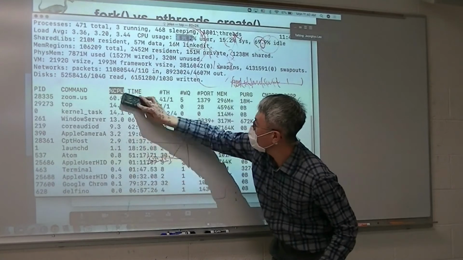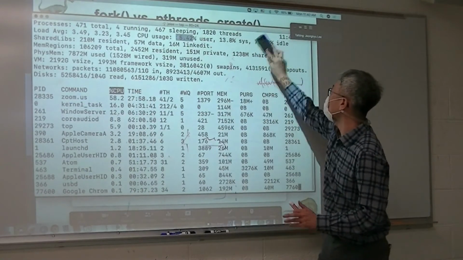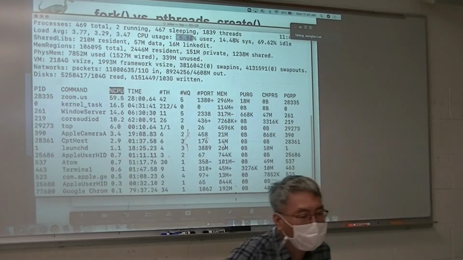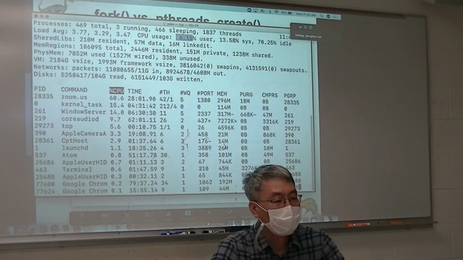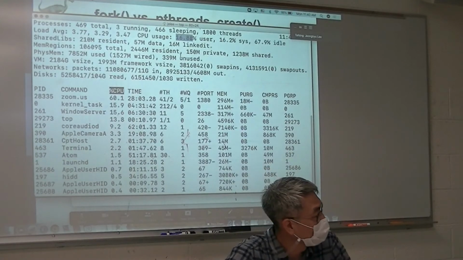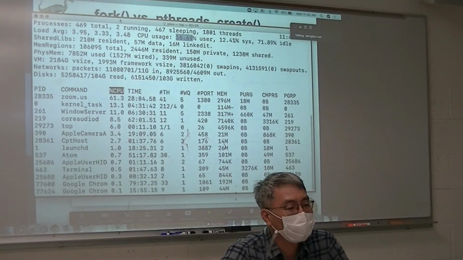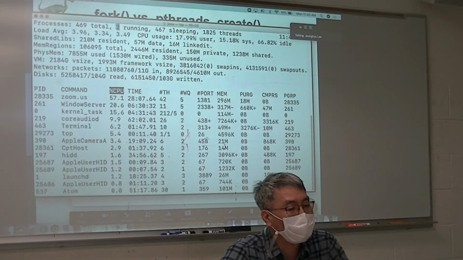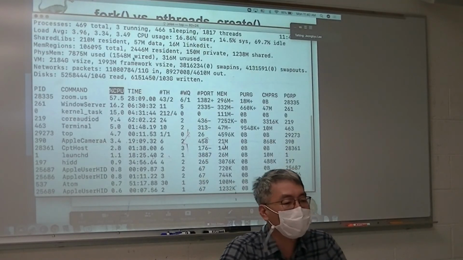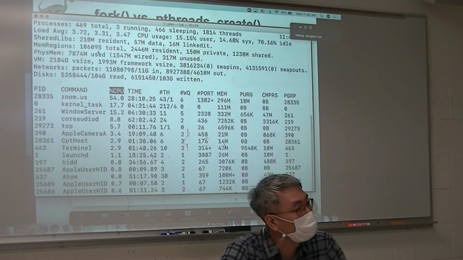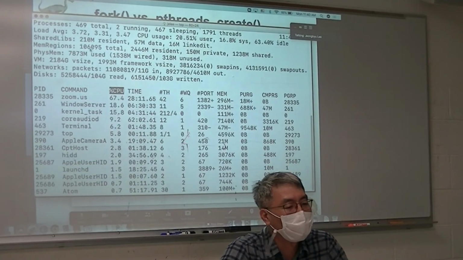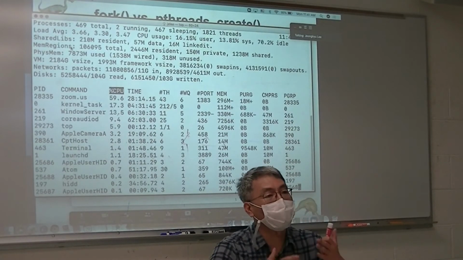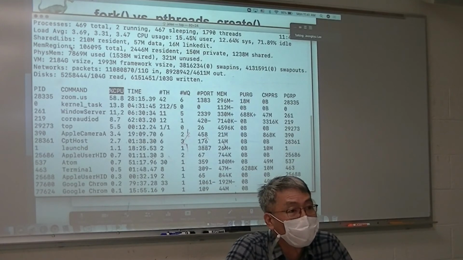Based on this CPU time, creating a thread is usually 30 times faster than creating a process. The top command provides a lot of information. Load average is the average number of running processes. We will see more about memory usage after we cover the memory management part.